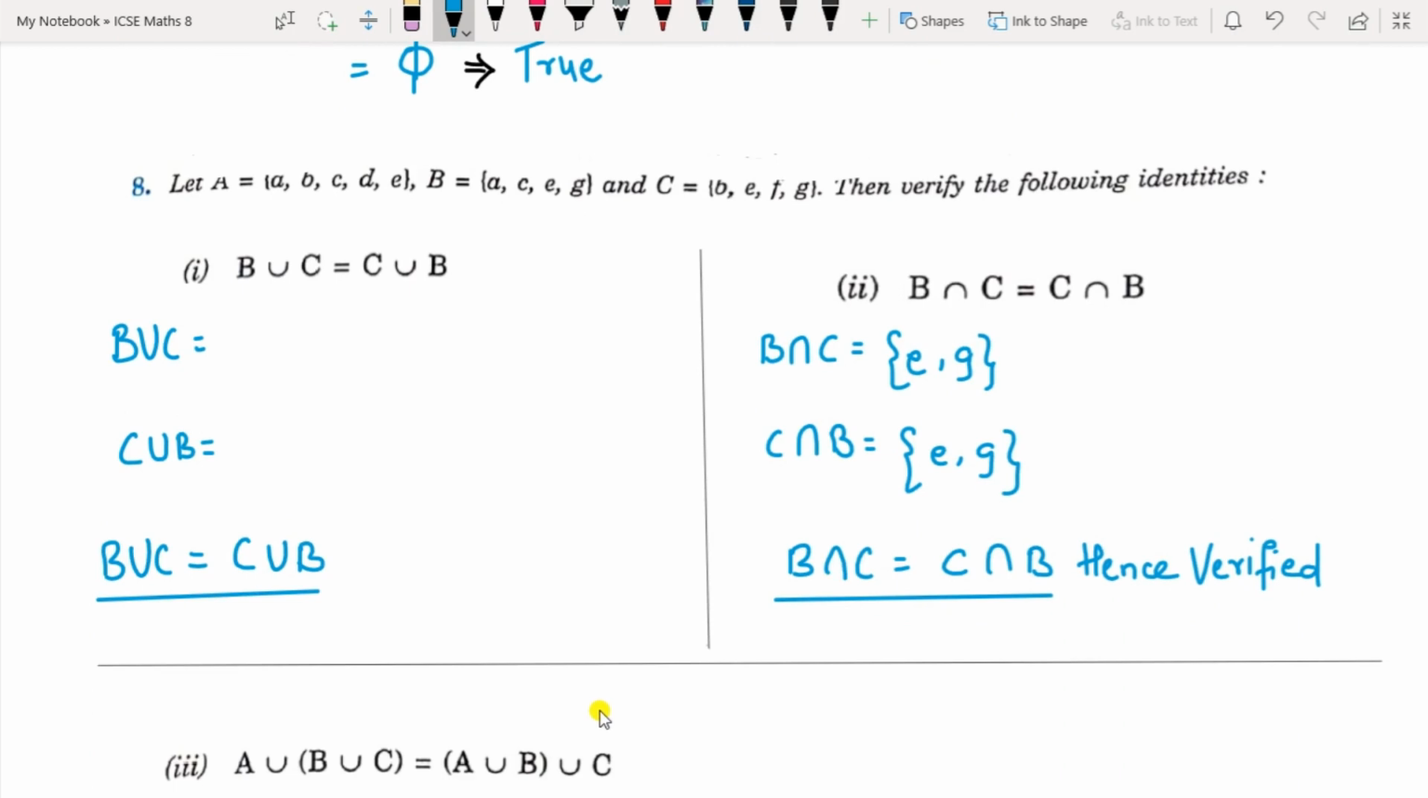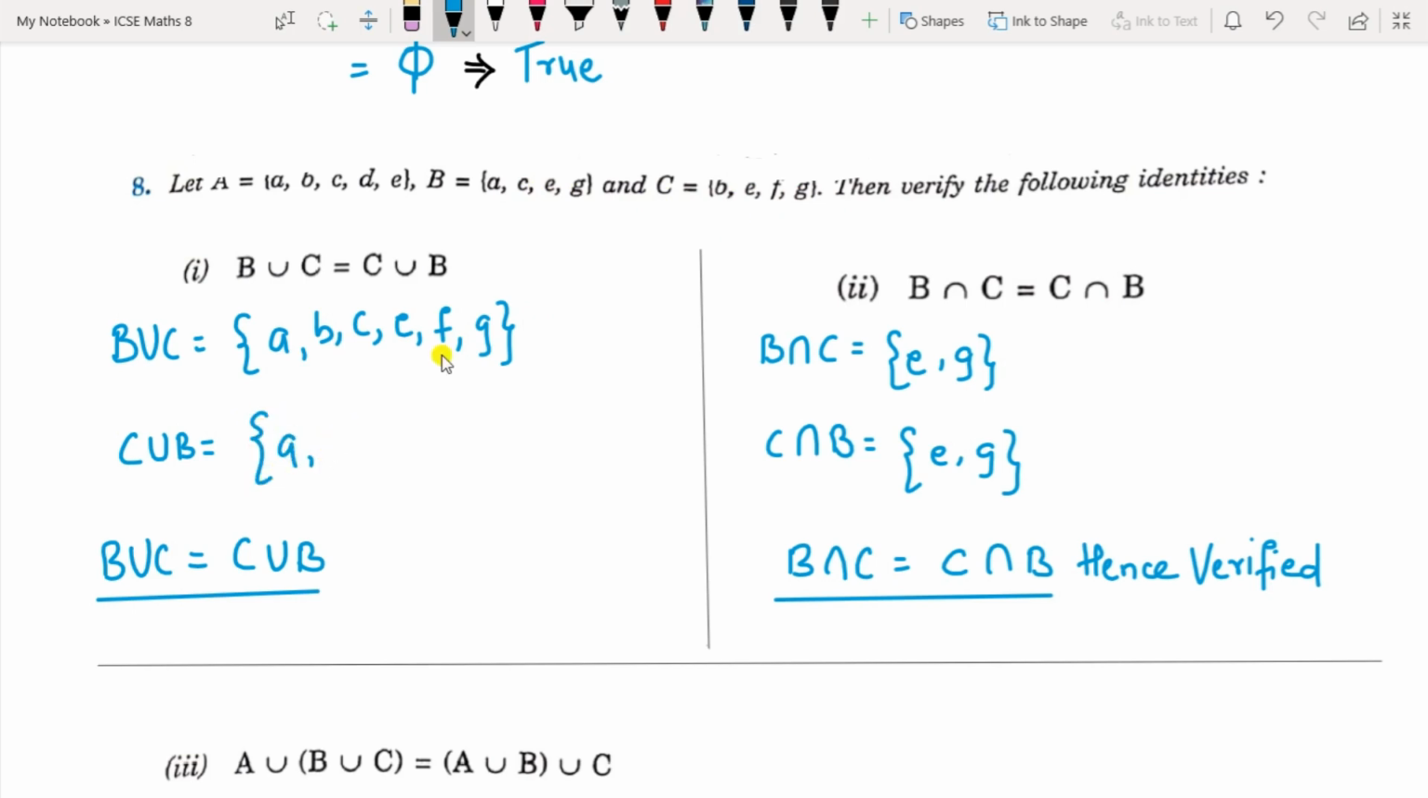Let us see question 8 now. These are to verify the identities. So what properties we have seen, we have to verify here by taking the sets that are given in the question. A is {A, B, C, D, E}, B is {A, C, E, G} and C is {B, E, F, G}. So the first one to verify is B union C. So B and C, their union comes out to be {A, B, C, E, F, G}. Okay, you have to write in the sequence.